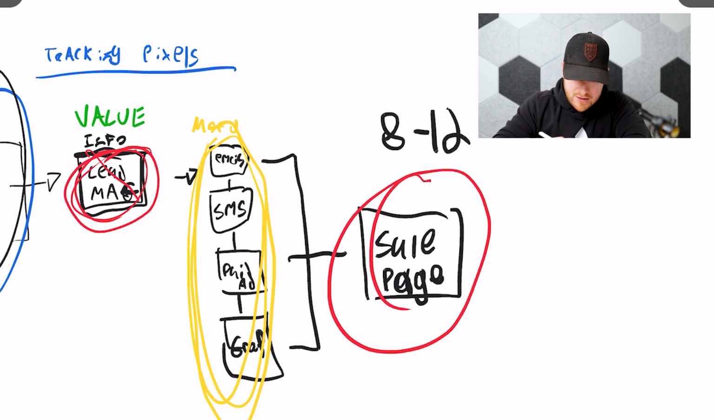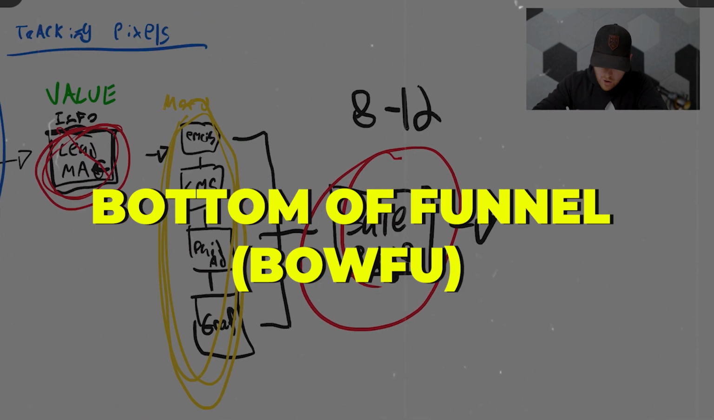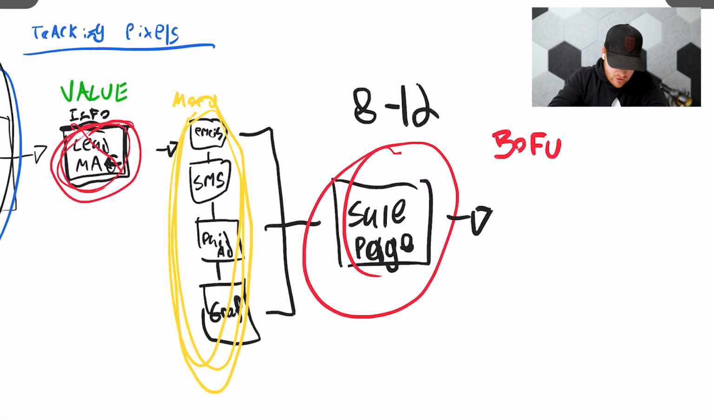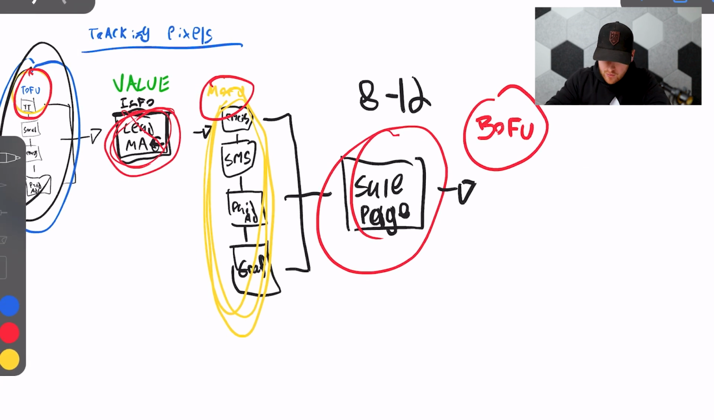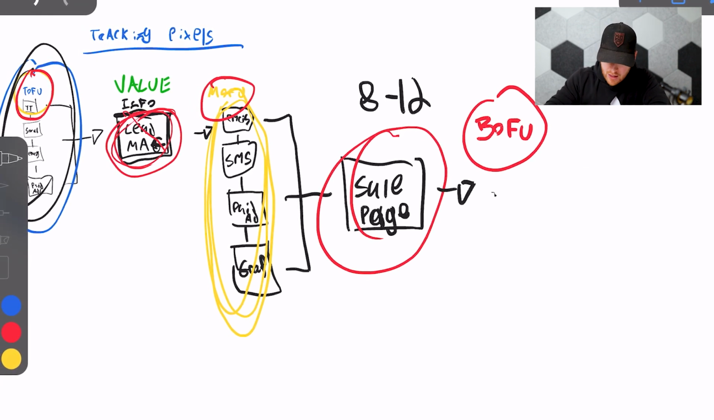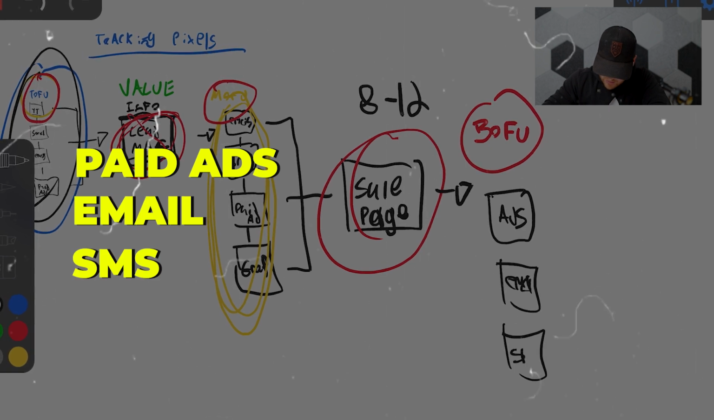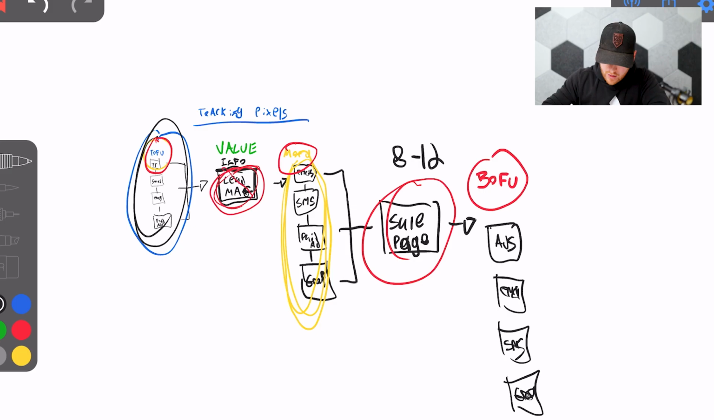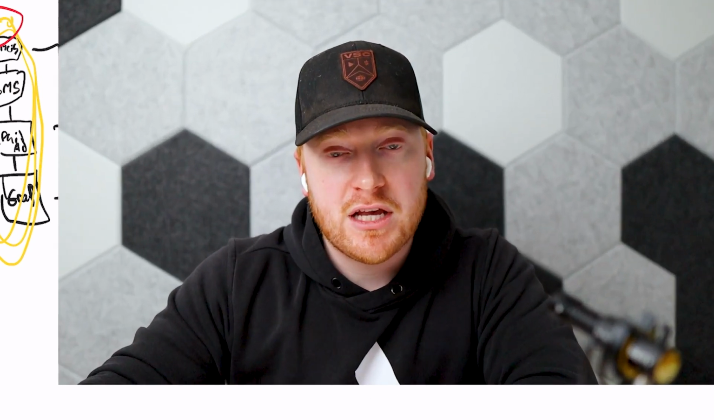So what we do next is we bring them to bottom of funnel, our BOFU, right? So we have our TOFU, our MOFU, now our BOFU. Same thing. We're going to hit them with our traffic sources. So paid ads, could be email, could be SMS, could be our group, right? Whatever it is, we're going to hit them again. Now, just like we did for middle of funnel, we're going to engage with people much differently.